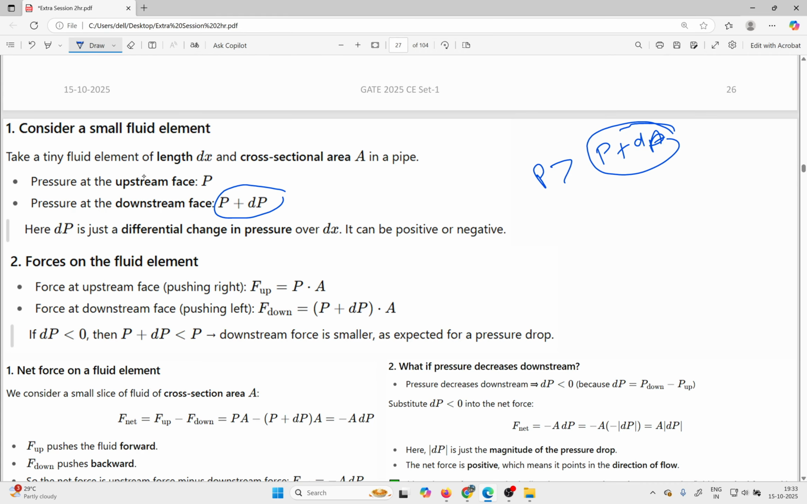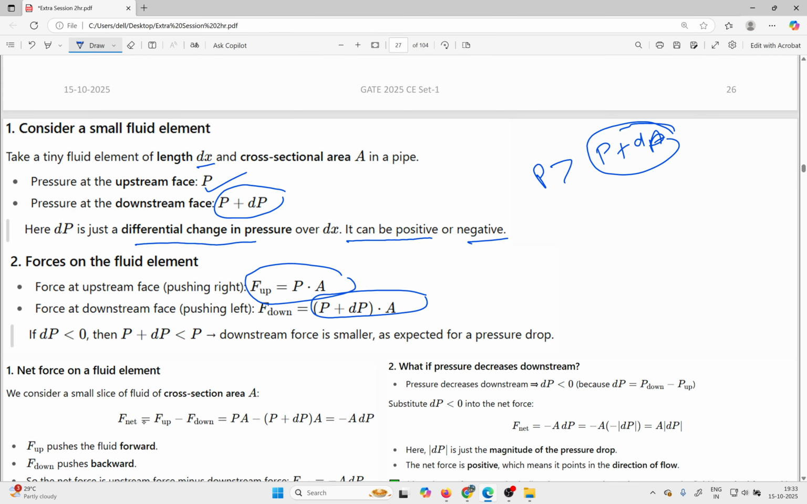Take a thin fluid element with length dx and cross-sectional area A. The pressure at the upstream face is P and the pressure at the downstream face is P + dP. Just keep in mind, here dP is just the differential change in the pressure over dx. It can be positive or negative. Force on the fluid element: the force upstream is PA and the force downstream is this.